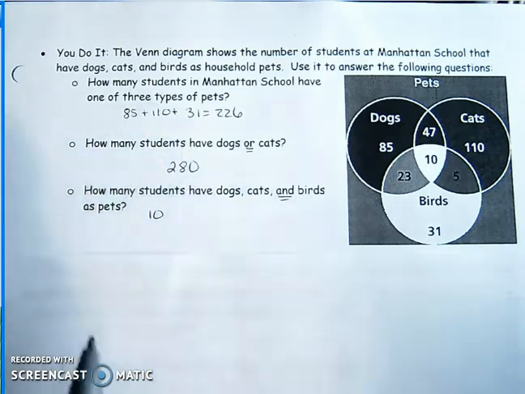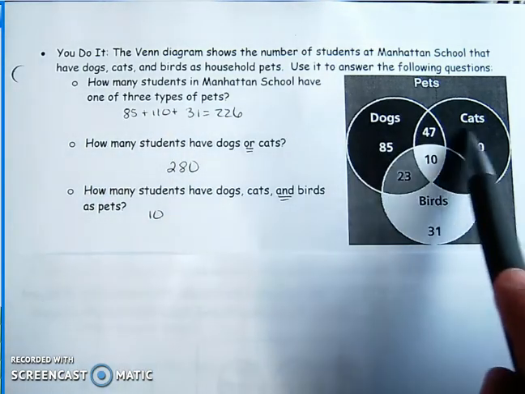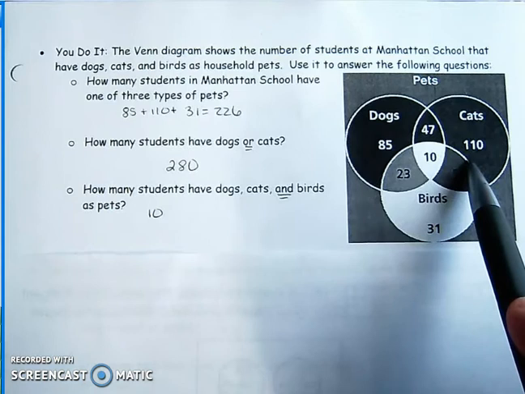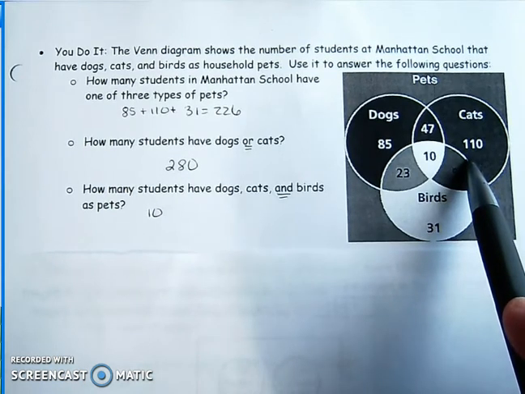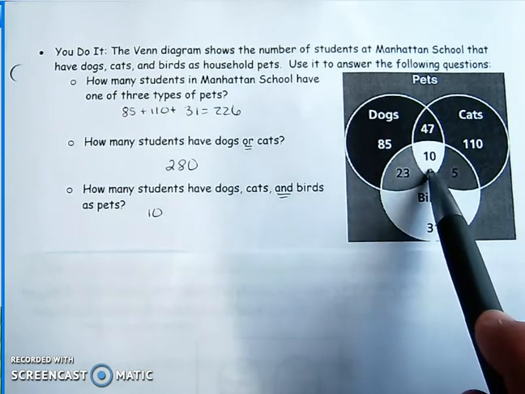How many students have dogs or cats? That's anybody in the dog bubble or the cat bubble. That's 280. And how many students have dogs, cats, and birds? That would be 10 because it needs to have all 3.